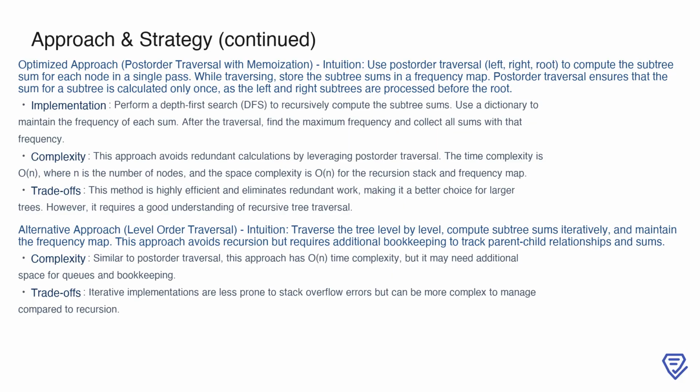This approach has a time complexity of O(n), as we visit each node only once, and a space complexity of O(n), to store the recursion stack and the frequency map. While this method requires a solid understanding of recursive tree traversal, it is both efficient and elegant. Another alternative is level order traversal, which computes subtree sums iteratively while maintaining a frequency map. This avoids recursion but involves additional bookkeeping to manage parent-child relationships and track intermediate sums.